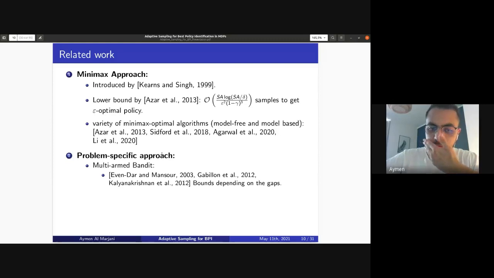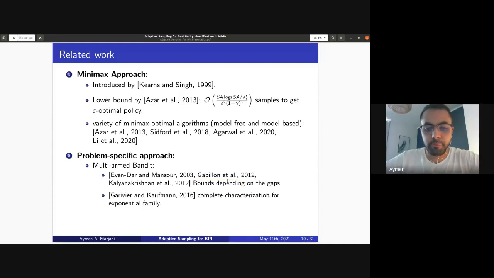On the other hand, for the problem-specific approach, if we consider the simple case of a multi-armed bandit, which is an MDP with a 0 discount factor and 1 state, then we have multiple papers which provided problem-specific guarantees for their algorithms, notably bounds that depend on the gaps of the actions. There's also the paper by Garivier and Kaufmann, which gave a complete characterization of the complexity of best arm identification for exponential family bandits.